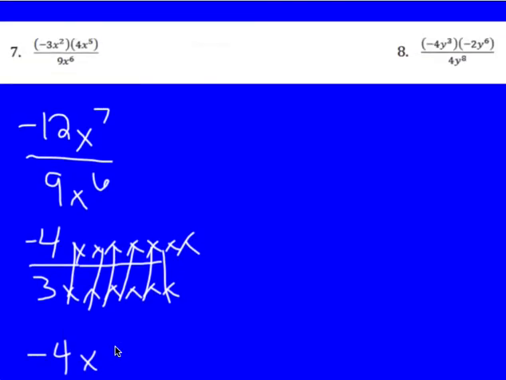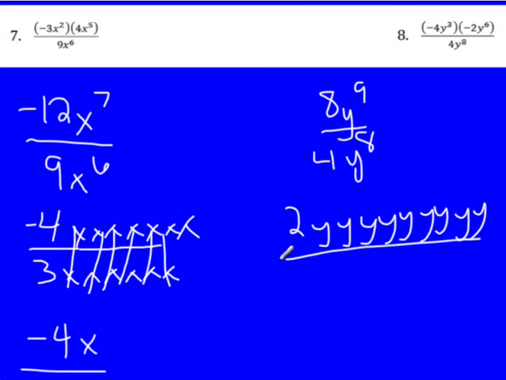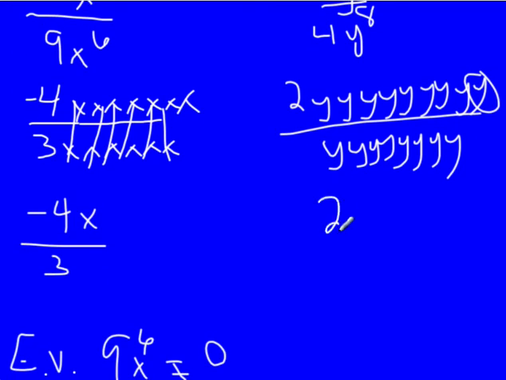So let's take a look at number 8. So for number 8, you're going to multiply negative 4 and negative 2, and that's going to give you 8y to the 9th divided by 4y to the 8th. Well, 8 divided by 4 is simply going to be 2. And then you have 9y's, and then you have 8y's on the bottom. Well, since I have 8y's on the bottom, they're all going to cancel out except for 1y up top. So then my final answer is 2y.